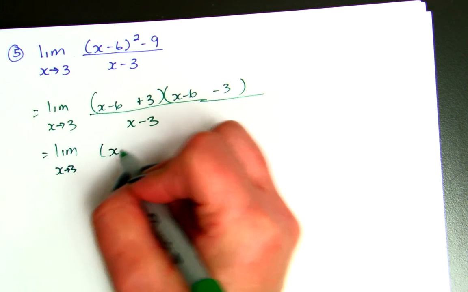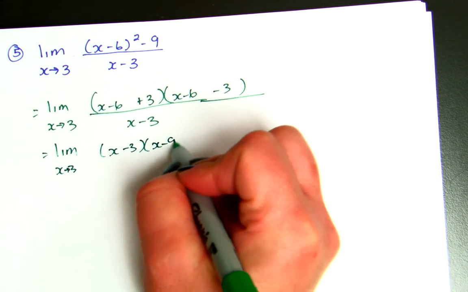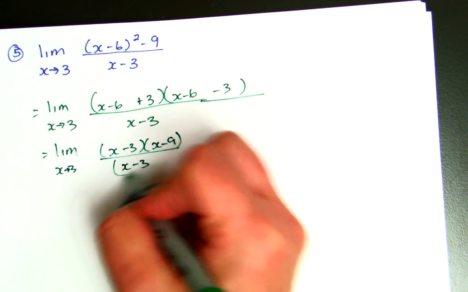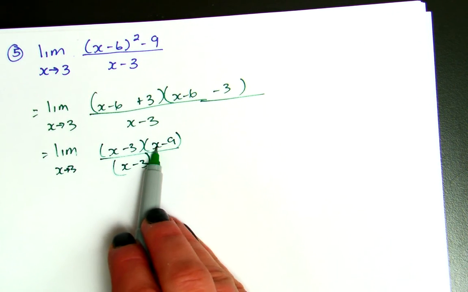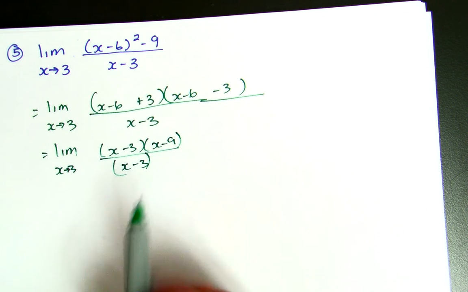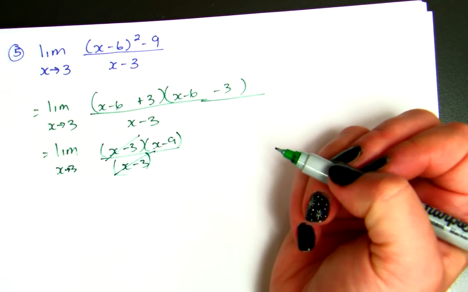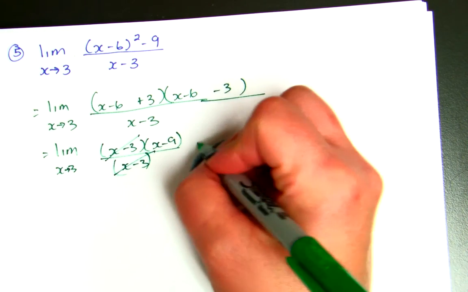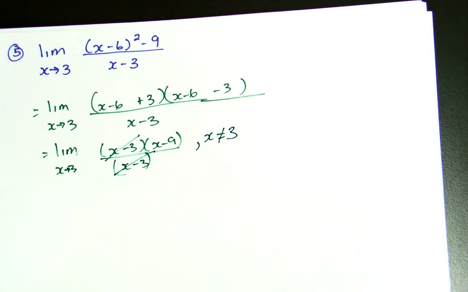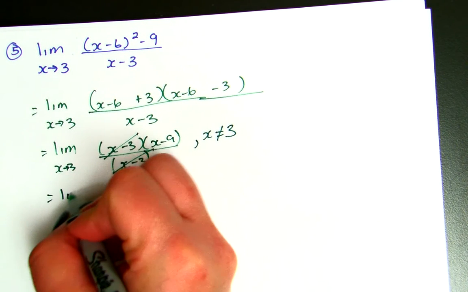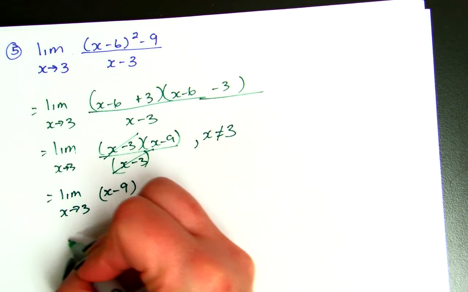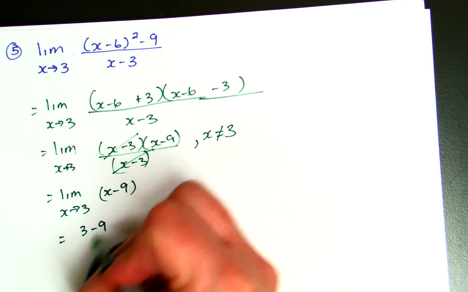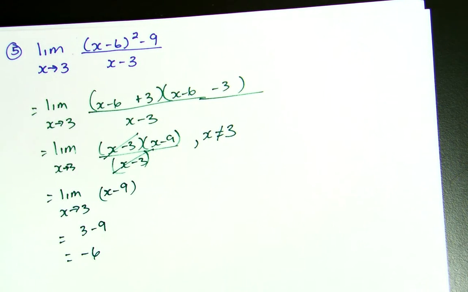So when I clean up the brackets, my first bracket gives me x minus 3. My second bracket gives me x minus 9. I had the x minus 3 on the bottom. Now I can cancel out the problem, because that's what gave me 0. I can only do that if x isn't 3. But now I've created something where I can see what it would be if x could be 3, and it would be 3 minus 9, which would be negative 6.